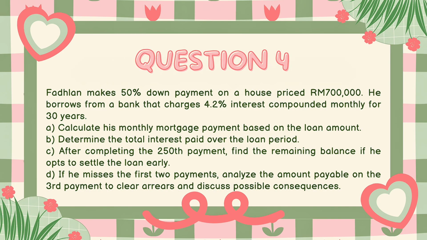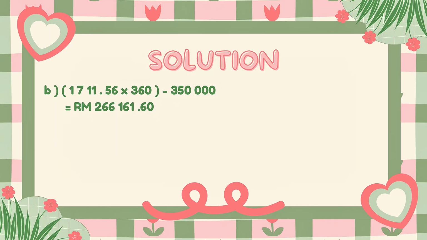For question B, we need to determine the total interest paid over the loan period, which is we just need to take the answer from A, multiply it by 360, and subtract 350,000 ringgit. So the answer will be 266,161.60 ringgit.